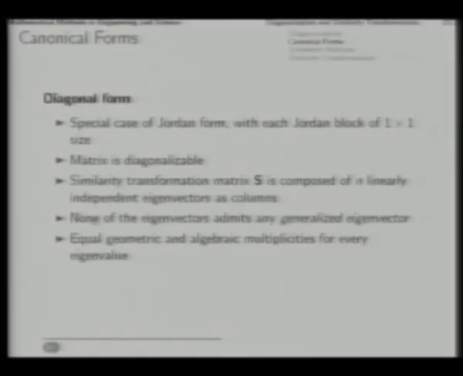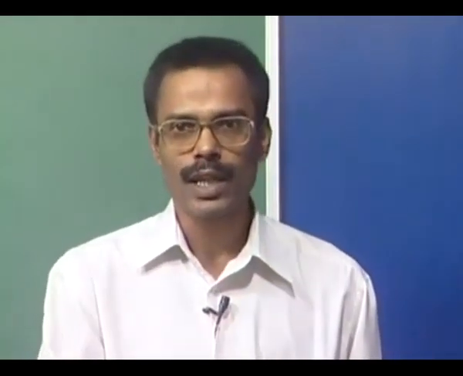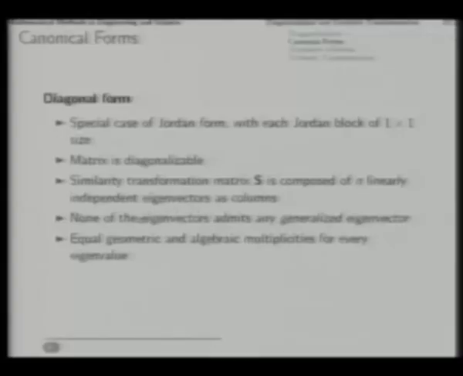And in that case, if you try to find a generalized eigenvector corresponding to an eigenvector already found, you will find that none of the eigenvectors will admit any generalized eigenvector. The corresponding equation will turn out to be inconsistent. This will also mean that for every eigenvalue, the geometric and algebraic multiplicities are the same.